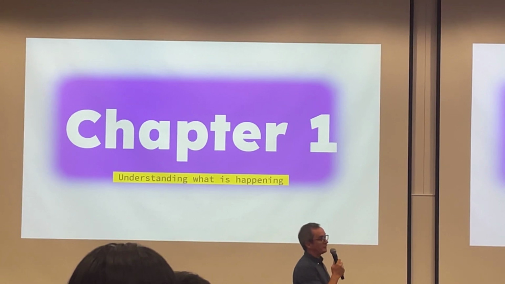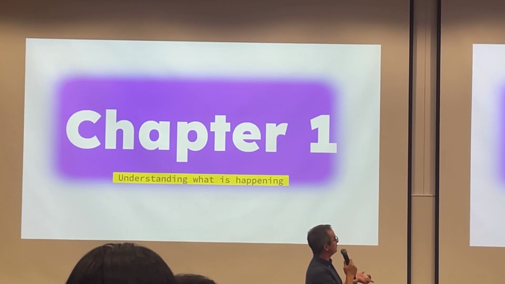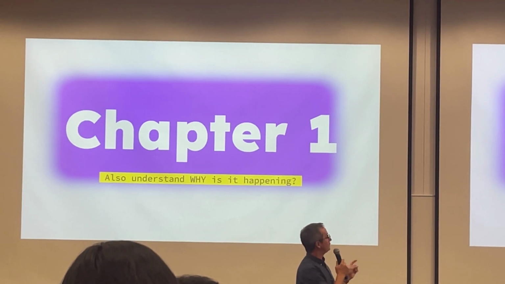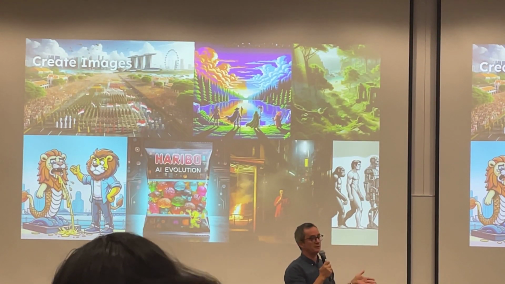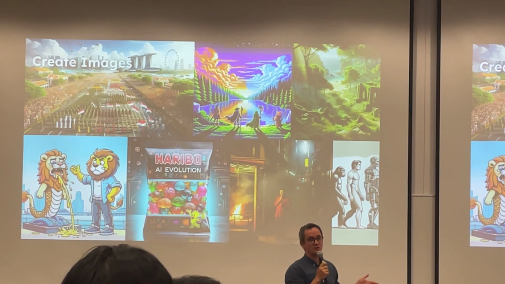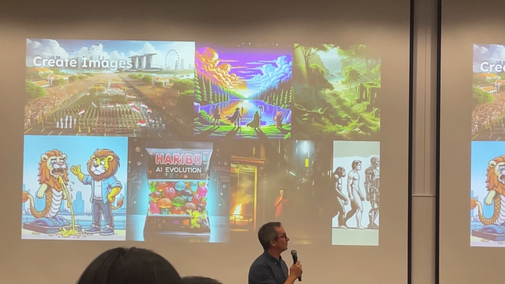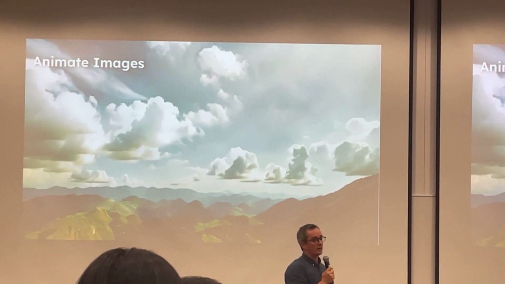So the thing is what is happening right now, and also why it is happening. If you look at now, I'm pretty sure everybody plays with image generation. You can do any style, literally anything you want. The next one: you can also animate images.